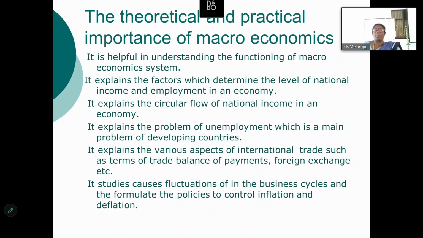It explains the problem of unemployment, which is a main problem in developing countries. Right? Unemployment, we already learned something. If there is unemployment, what happens? Stealing, prostitution, right? Unwanted social activities will increase because of unemployment. So this type of problem should be explained by macroeconomics. Therefore, we have to learn.